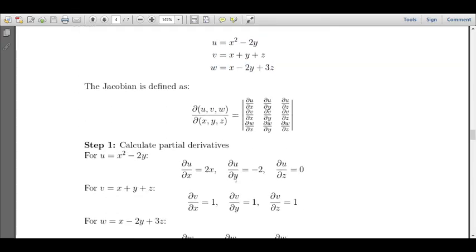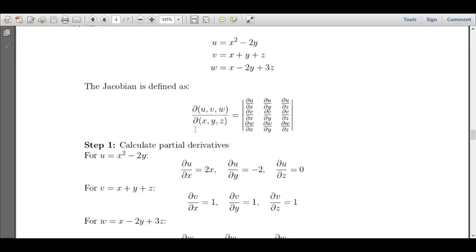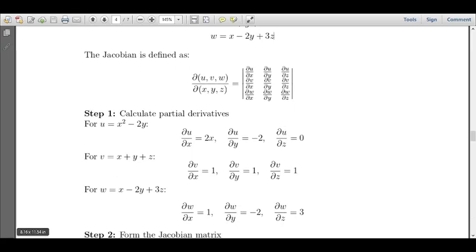So this equal to, same thing, u with respect to x, u with respect to y, u with respect to z. Similarly second row, v with respect to x, v with respect to y, v with respect to z. Third row, w with respect to x, w with respect to y, w with respect to z. So first we calculate the partial derivatives of u with respect to x, y, z.